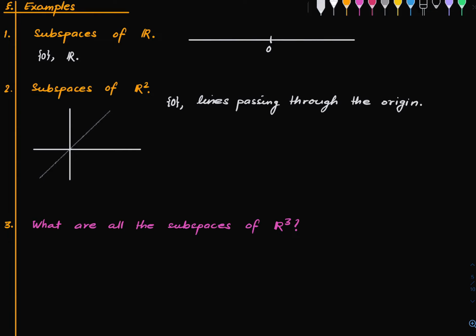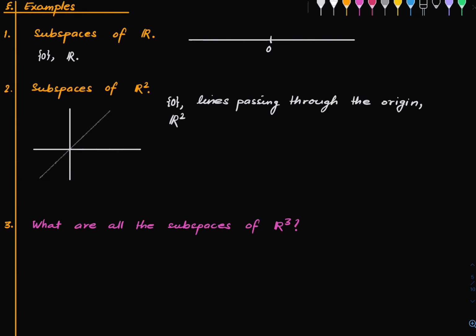Every line passing through the origin is a subspace. And of course, we have the entire thing. This is also a subspace. In fact, if V is a vector space, then V is a subspace of the vector space. That's true in full generality. For any vector space, that is true. And similarly, if V is a vector space, then this guy is a subspace of V called the trivial subspace. So these two examples are always there for free. So lines passing through the origin are definitely subspaces. Are there any others? And the answer is no.